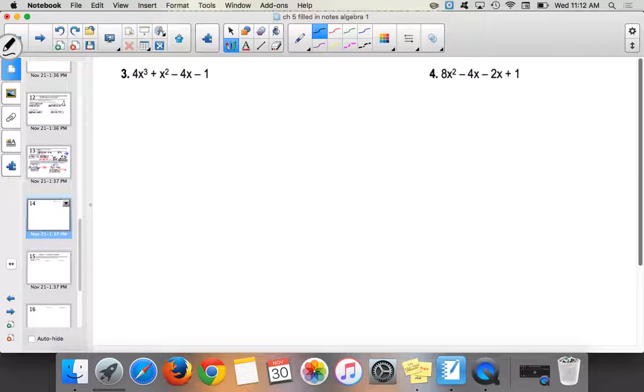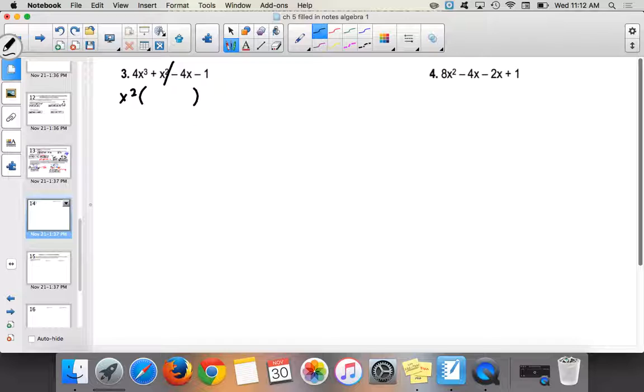All right, so let's try this one. So we'll do one more where it keeps going, and then I'll have you do the next one as well. All right, so I have 4x cubed plus x squared minus 4x minus 1. So we split the middle. All right, so I pull out the GCF. I pull out an x squared.